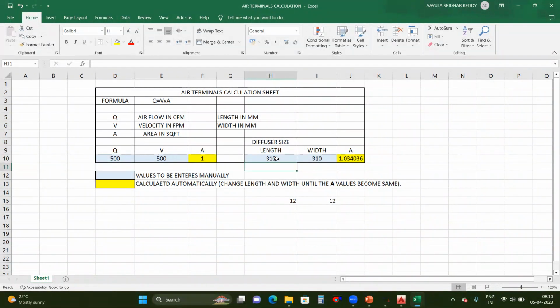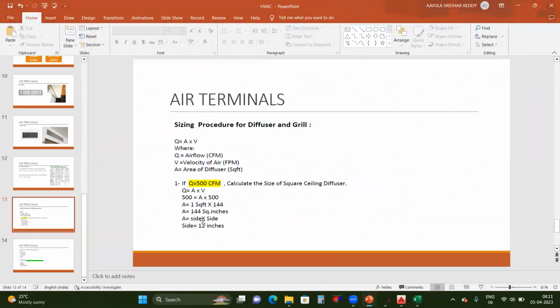So it is going beyond the 1. So we can take this as 300 by 300. Okay. So that will be nearest to this area, 1 and 0.96. So if you want to compare with our manual calculation, we can do that. So how much did we get? 12 inches by 12 inches.